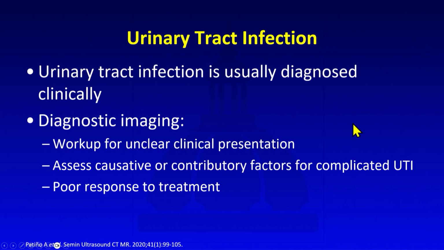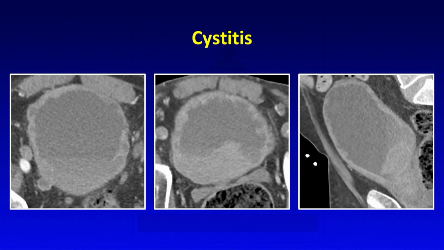Next, we'll talk about urinary tract infection. This is usually a clinical diagnosis, but imaging has its role in patients who are coming in with an unclear clinical presentation. We can also assess causative or contributory factors for complicated UTI, and to evaluate treatment response in the patients who are not responding.